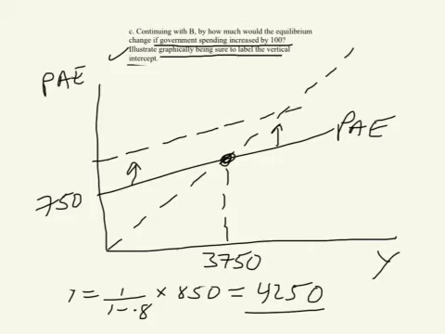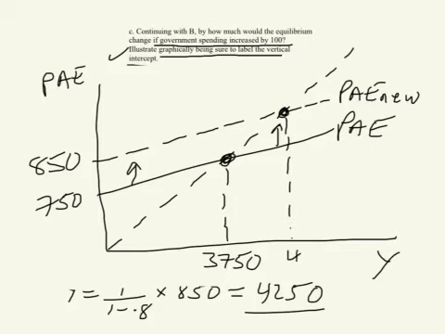That shifts the vertical intercept up to 850. This is my new spending line. It has a new equilibrium. That's 4,250. And there you go.